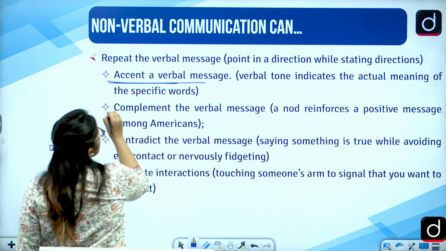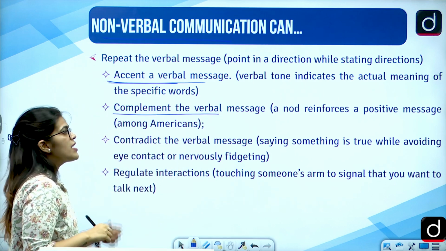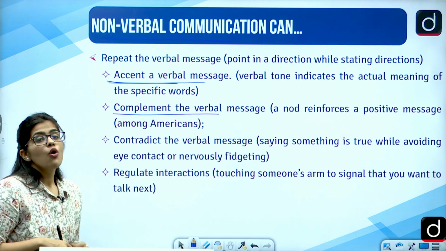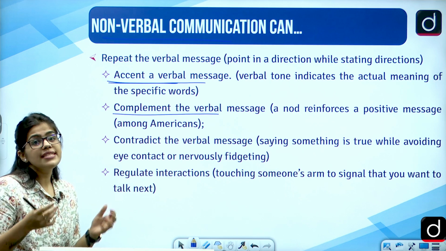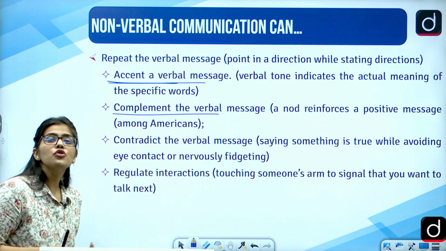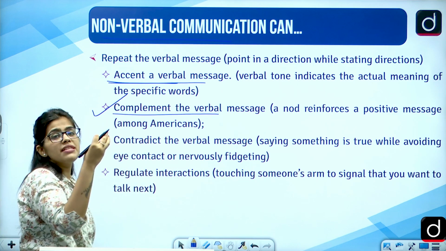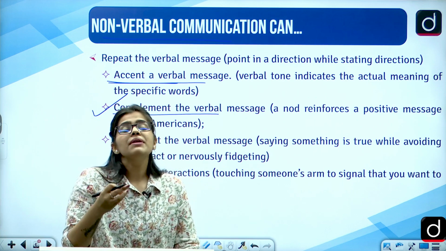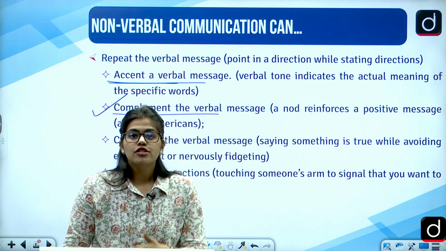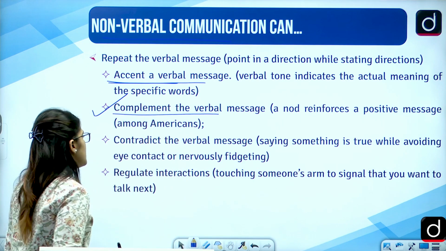Then you have the complement, they also complement the verbal message. So, for example, a nod can be a positive signal, while other gestures can tell something else, or if you are just waving your hand, you know that you are telling no to the other person. So, these non-verbal messages often complement the verbal message that is happening.